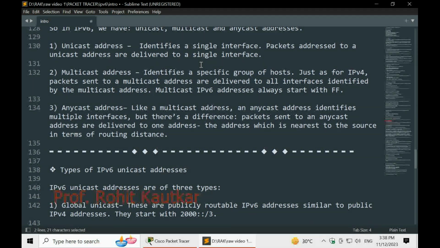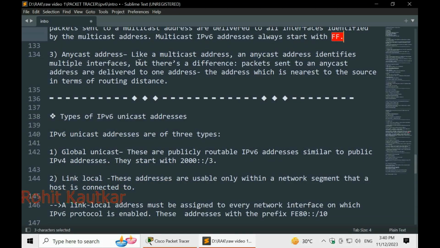Then a multicast address is basically identifying a specific group of hosts which are part of communication. Like we have in IPv4, packets will be sent to this multicast address and will be delivered to all the interfaces that are identified by the specific multicast address. So in IPv6, a multicast address always starts with double F. So whenever you observe any address which is starting with double F, you understand that it will be a multicast IPv6 address. The third type of address we have is the anycast address.